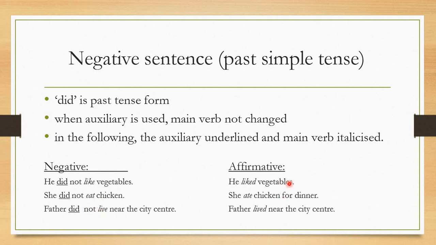But in the affirmative sentence, these are the changes we make in the main verb. He liked vegetables. He ate chicken for dinner. Father lived near the city center. In the negative, we change the auxiliary verb. We use the second form of the auxiliary verb. He did not, she did not, father did not.